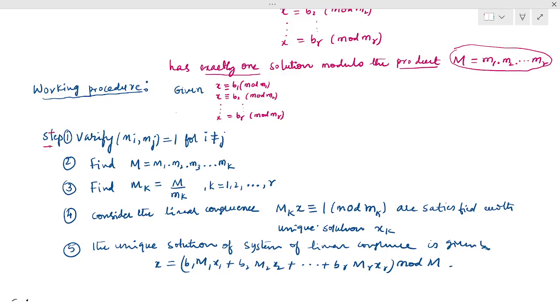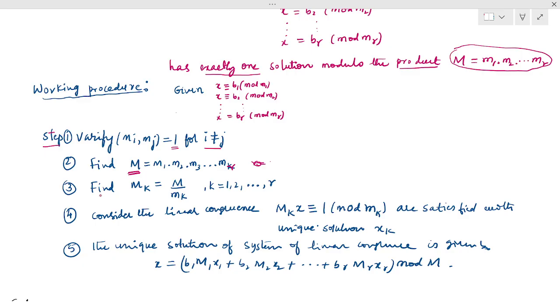In step number 1, we verify whether the pairs of m values, taking m1, m2; m2, m3; m3, m4, are relatively prime or not. We check this for different values of i and j. Next, we find the product capital M. Capital M is equal to the product of small m1 into m2 into m3, and so on up to mr.